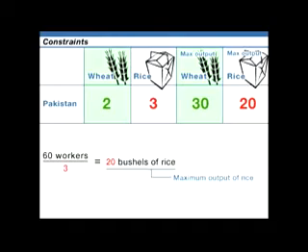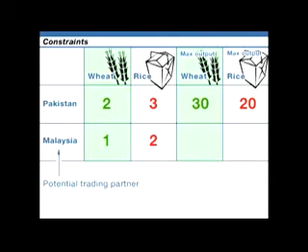Suppose instead all 60 workers are used to produce rice. Divide 60 workers by 3 workers per bushel of rice, and you get a maximum output of 20 bushels of rice. Therefore, we've got the constraints on production possibilities in Pakistan: 60 workers, 2 workers per bushel of wheat, 3 workers per bushel of rice. We're ready now to draw a production possibilities frontier for Pakistan's economy.